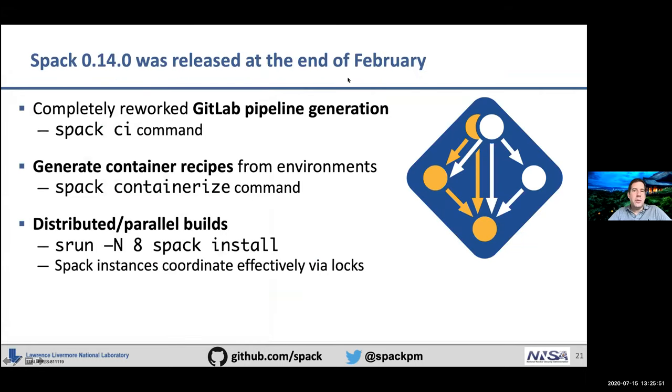All right. So Spack 0.14 was released earlier this year, and this added a bunch of other new features that build on these environments. What we're really focusing on is how we can flesh out the environments so that they're useful for lots of different workflows. So there's GitLab pipeline generation, where we have CI integrated with the environments. You can generate a container recipe from an environment now, and we added this distributed and parallel build feature. So I'm going to talk a little bit about those.